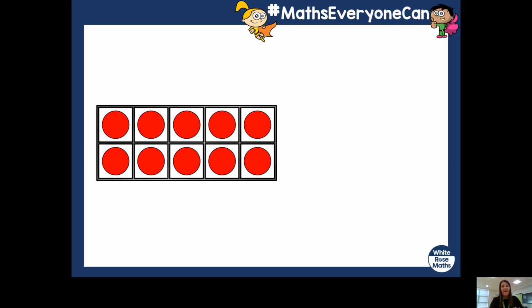Excellent. This was quite an easy one to spot, wasn't it, Reception? You might not have even needed to count the counters because we know a tens frame, there must be 10 counters if all of the spaces are filled. So there are 10 counters being represented in our tens frame.